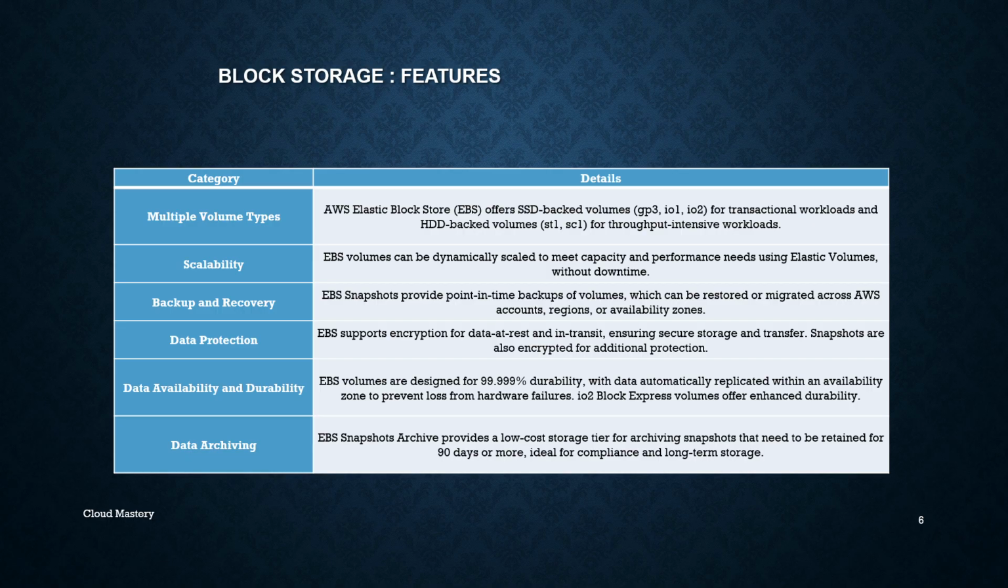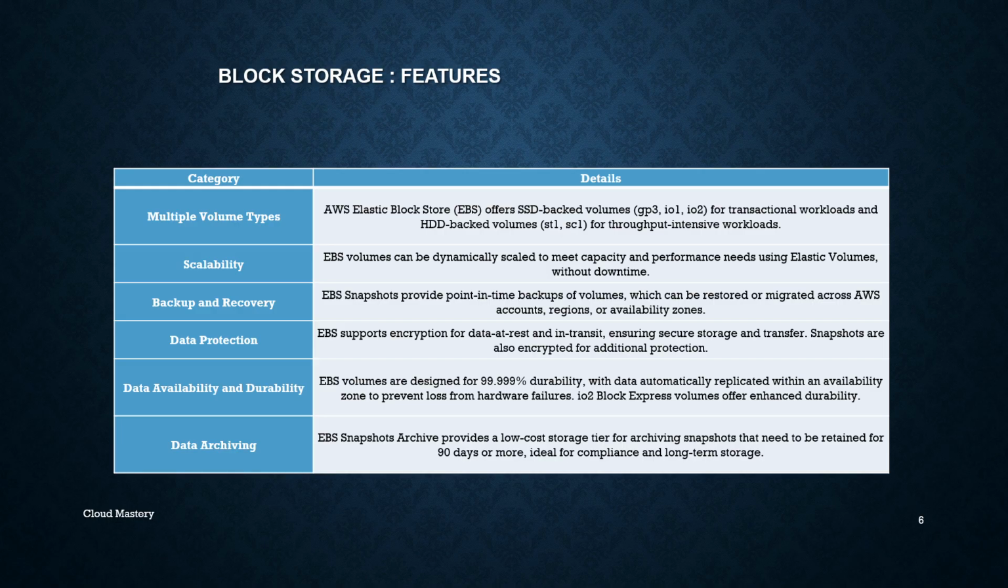Okay, let's move to block storage now. For block storage, we have EBS, Elastic Block Store volumes, and those volumes have multiple types of classes like GP3, IO1, and IO2. These are the volume types we have in EBS. If I talk about categories, you can see here from the left side: multiple volume types, scalability, backup and recovery, data protection, data availability and durability, and data archiving, right? These are the categories we have in Elastic Block Store, and every category has its own details.